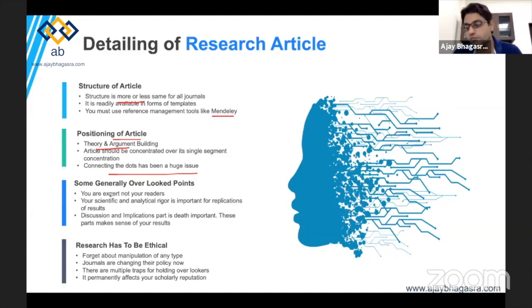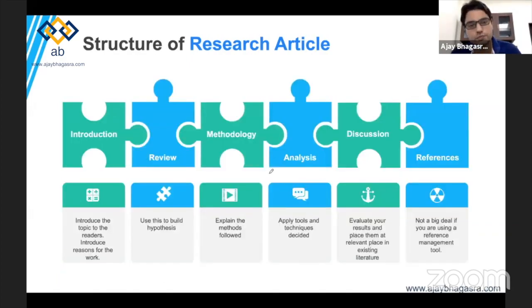We are experts, but our readers are not experts. We are the people who have scientific and analytical rigor, but the replication of results is also important. I will speak on this also. And then the research has to be ethical. This is about how you write this. Let us go through this one by one.